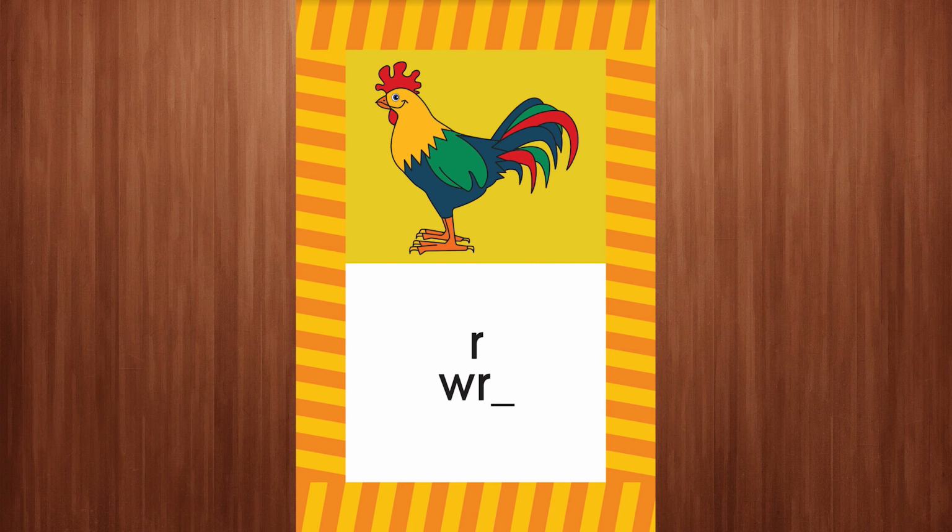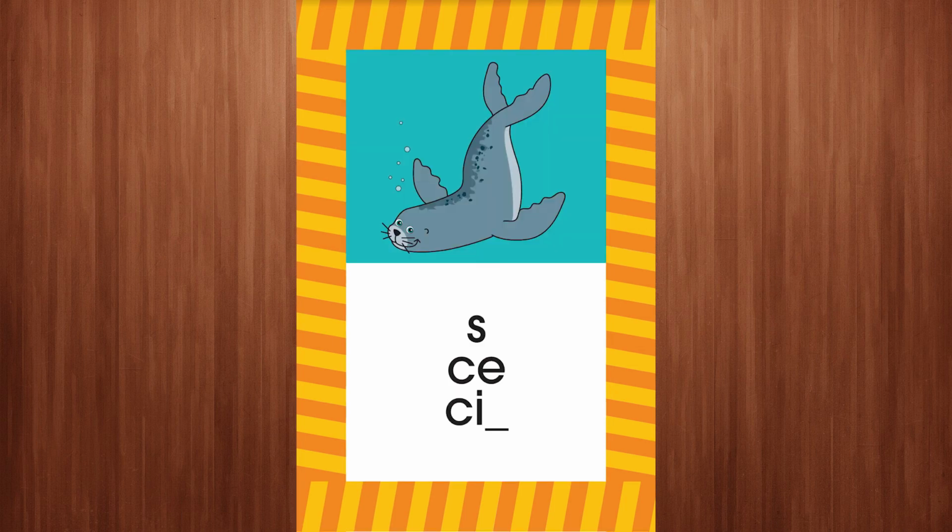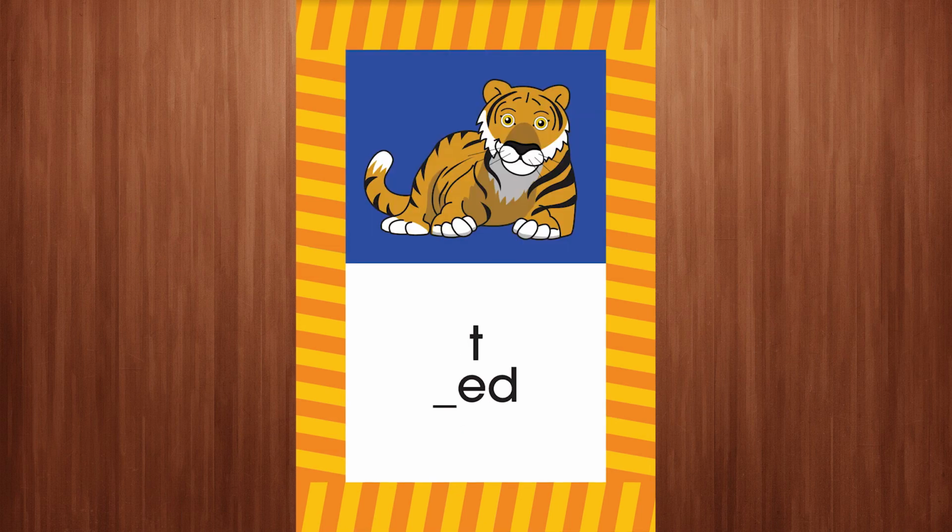Rooster, R, WR, always at the beginning. Seal, S, CE, CI, always at the beginning. Tiger, T, blank ED, always at the end.